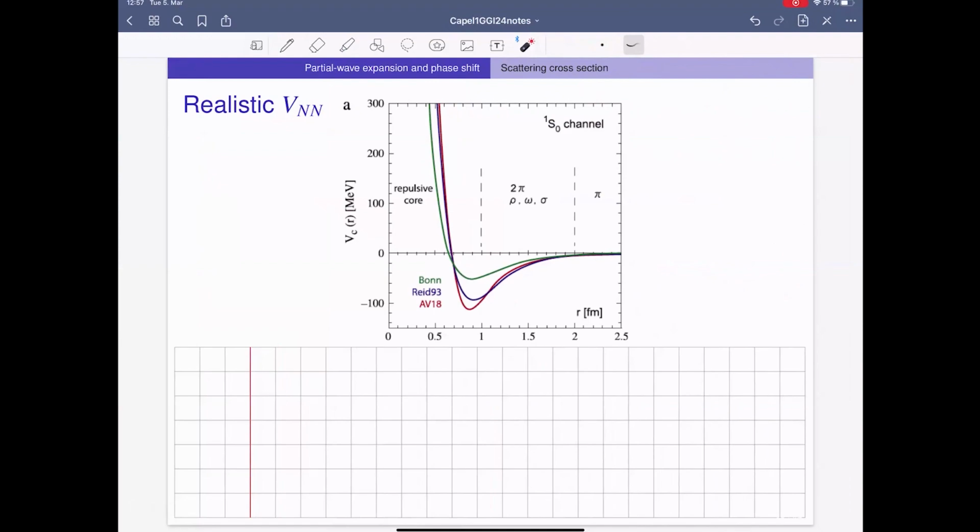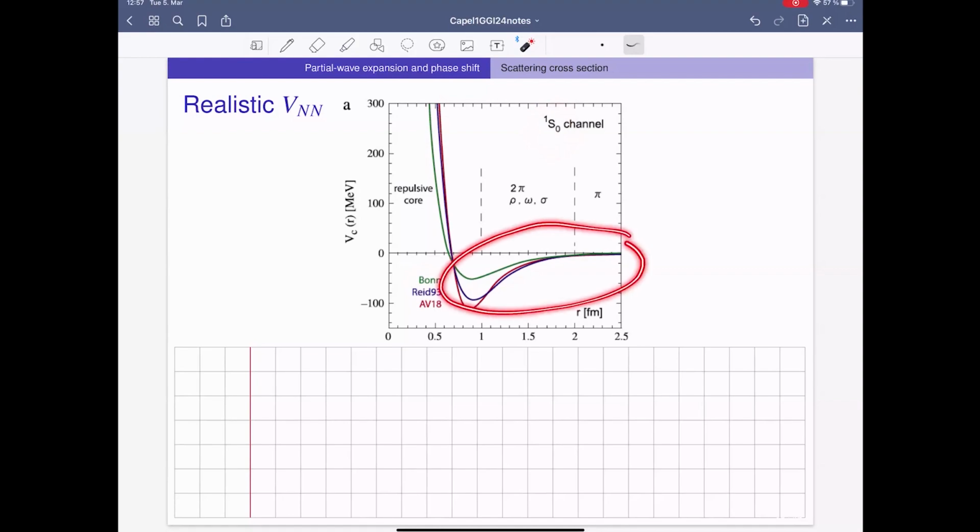These are realistic NN interactions. So we have the CD-Bonn, we have the Reid potential, we have Argonne V18. These are interactions that were introduced in the previous lecture, which are not based on chiral symmetries, or it's partly included in there, but it's an effective interaction that is there to reproduce what I've just mentioned, so these phase shifts. And what we see here is the 1S0 channel. I don't have the picture for the 3S1.